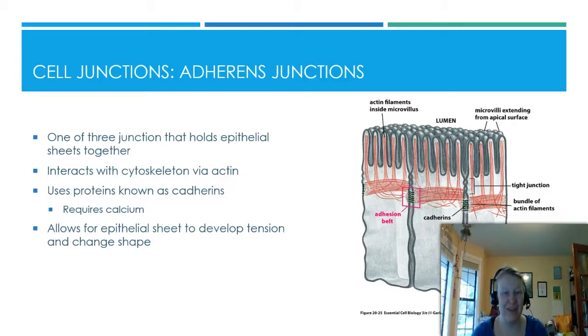The proteins that are used here are called cadherins, and they require calcium to help these bonds form. And actually cadherins are used in the other two types of structural junctions we're going to talk about. The big thing about adherens junctions is it allows the epithelial sheet to develop tension and change shape. So like in embryonic development, things like that, that allows for the shape to be different than just a flat sheet.